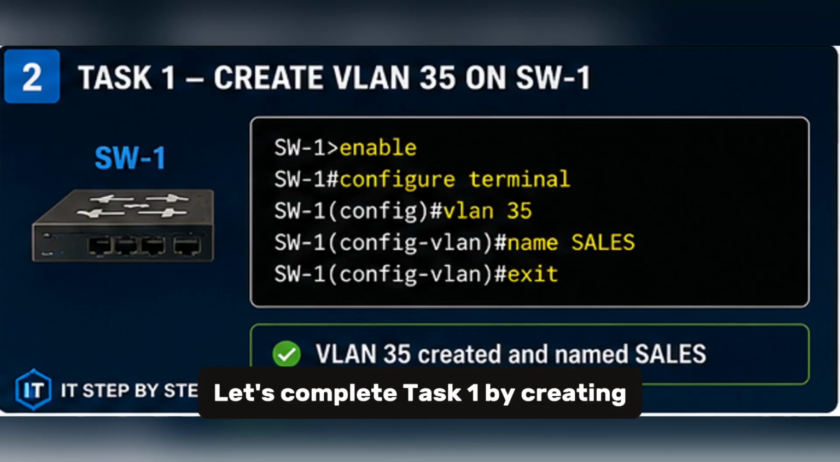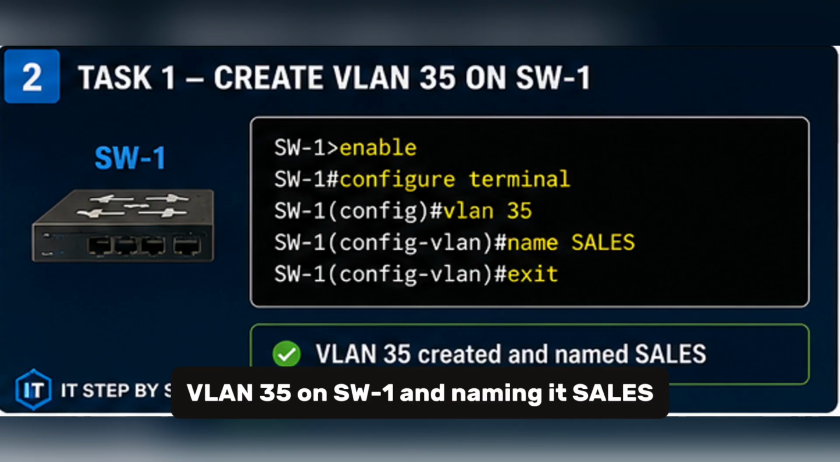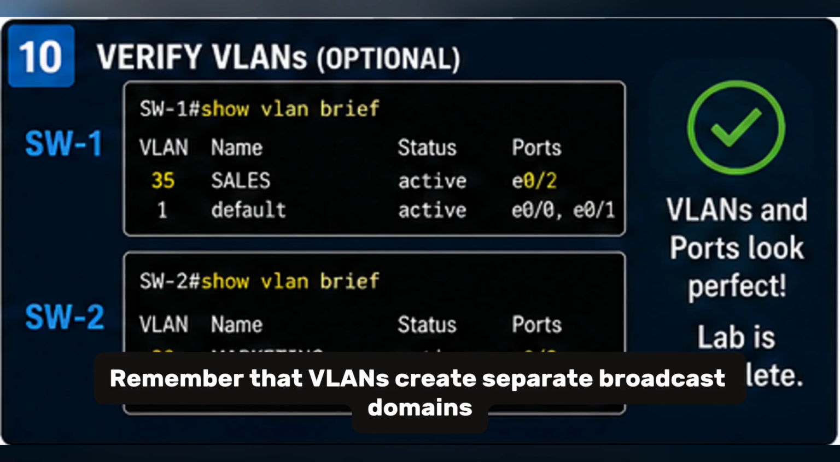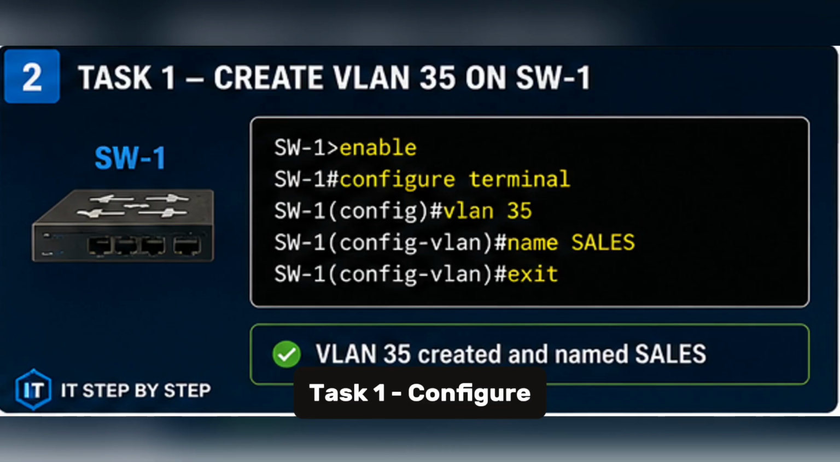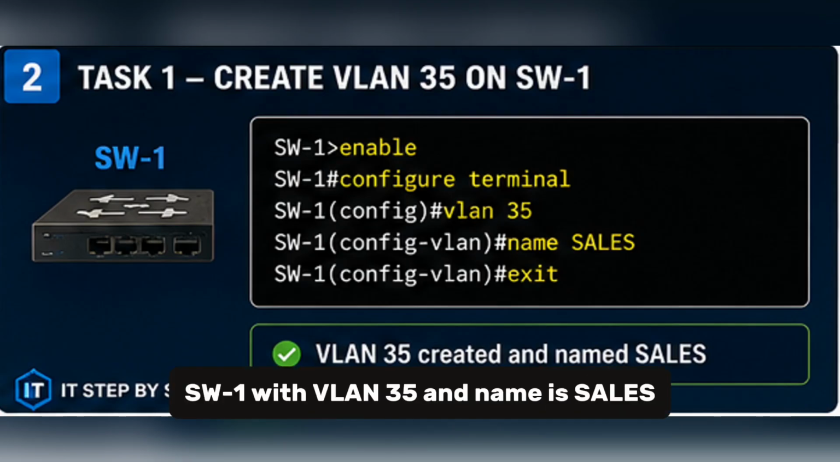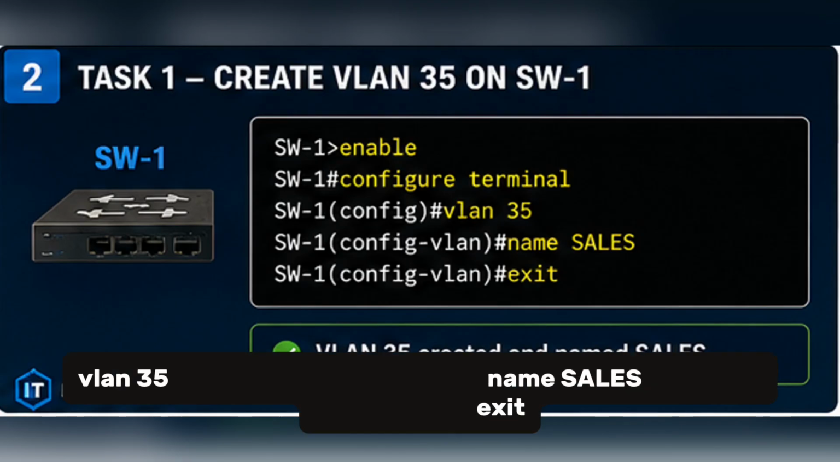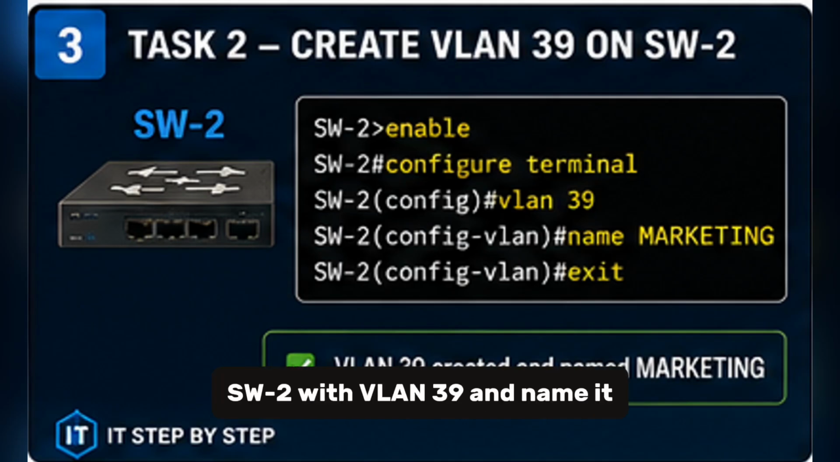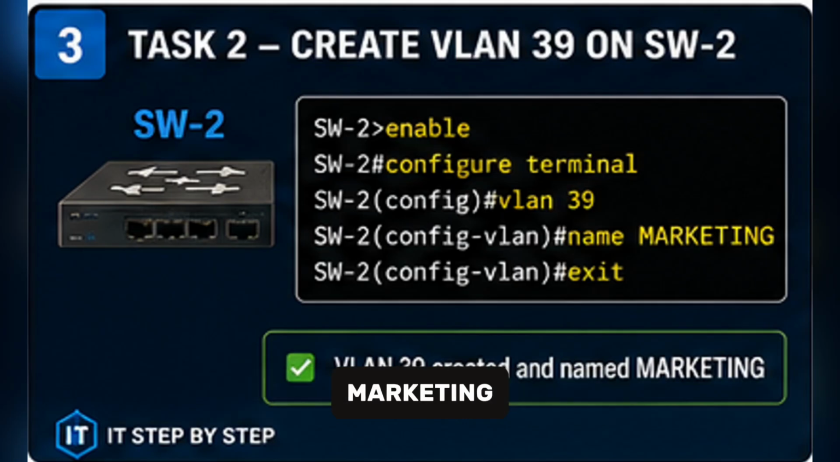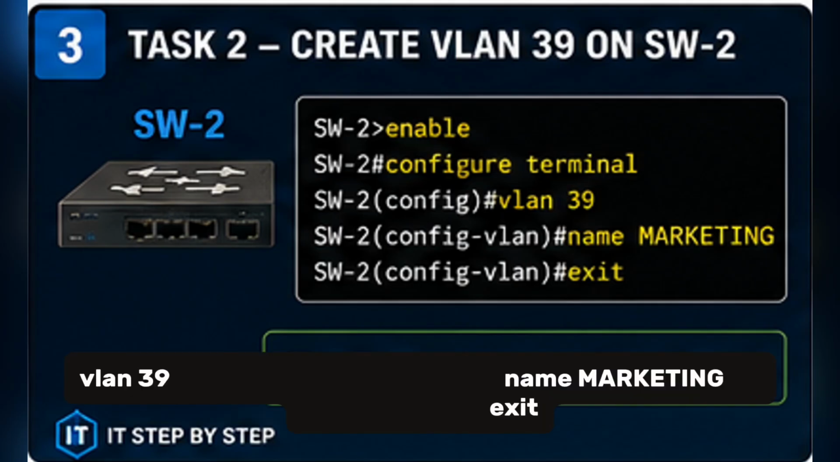Let's complete task 1 by creating VLAN 35 on SW1 and naming it sales. Remember that VLANs create separate broadcast domains, allowing devices to communicate only with members of the same VLAN unless routing is configured. Task 1. Configure SW1 with VLAN 35 and name it sales. VLAN 35, name sales, exit. Task 2. Configure SW2 with VLAN 39 and name it marketing. VLAN 39, name marketing, exit.